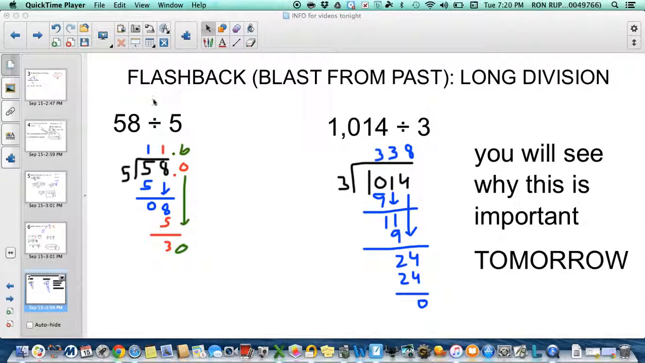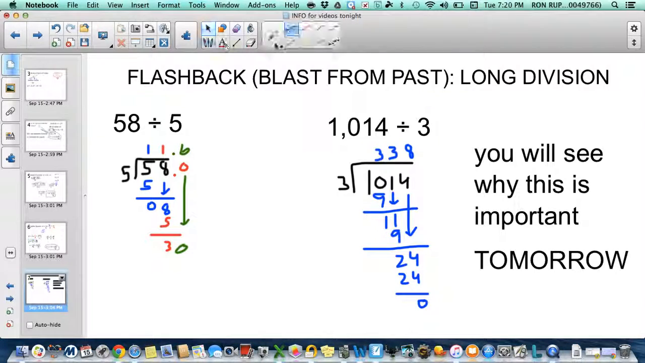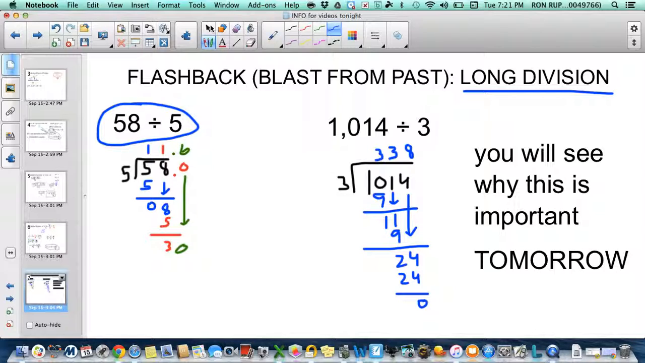And so for the last video, we're going to do a flashback, a blast from the past: long division. By hand, without a calculator. Here we go. So let's suppose that I have the problem 58 divided by 5, and I want to do that by long division. So I'm going to do 58 with this bracket and 5. That's 58 divided by 5.